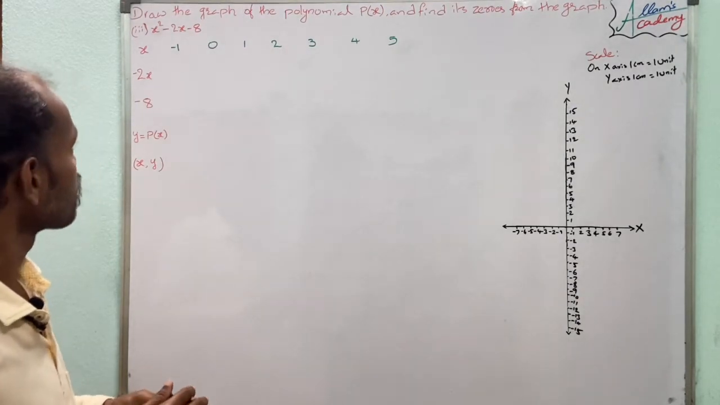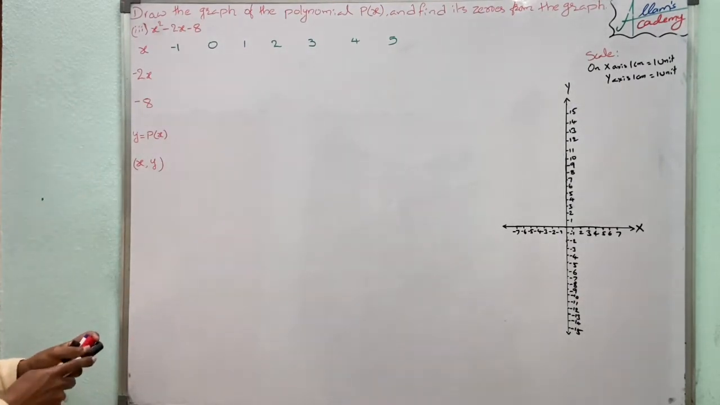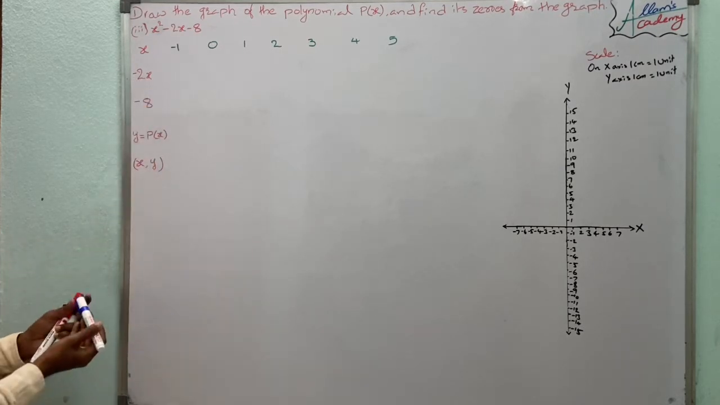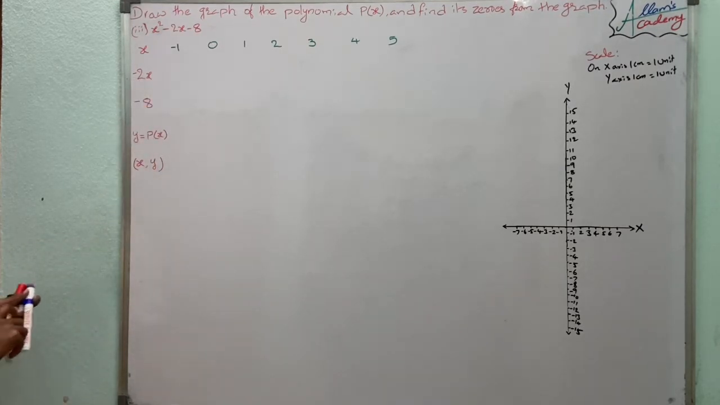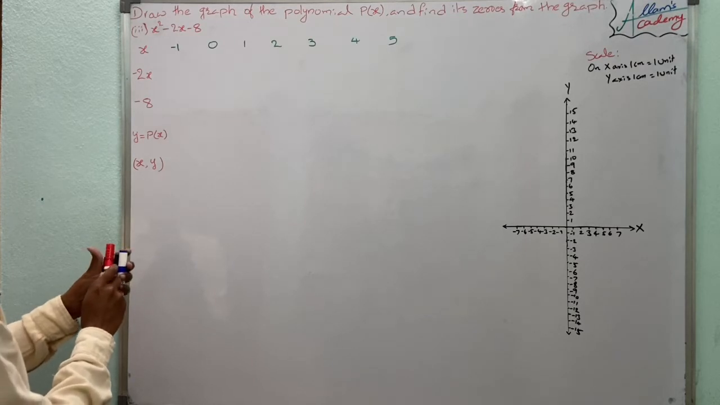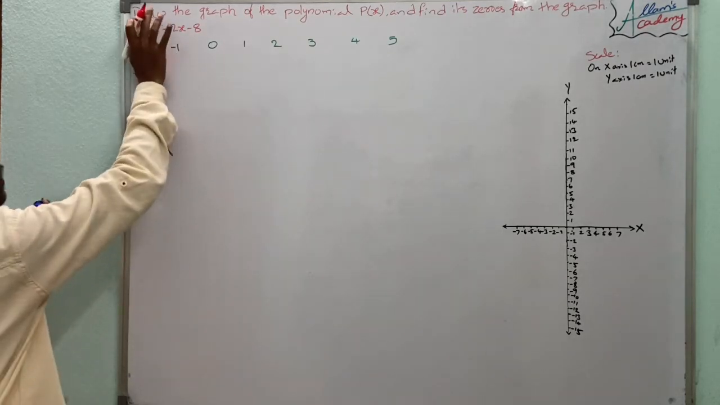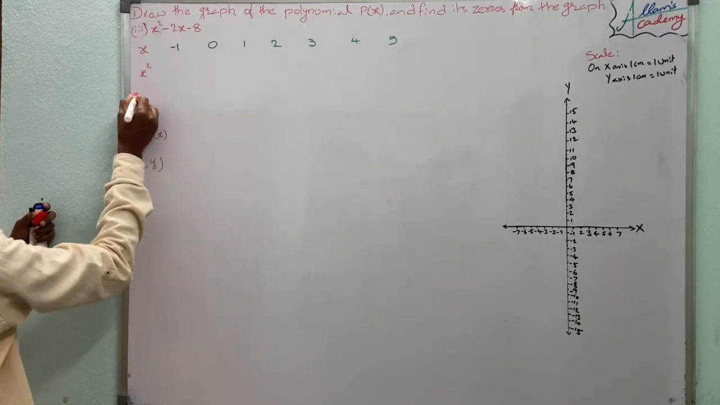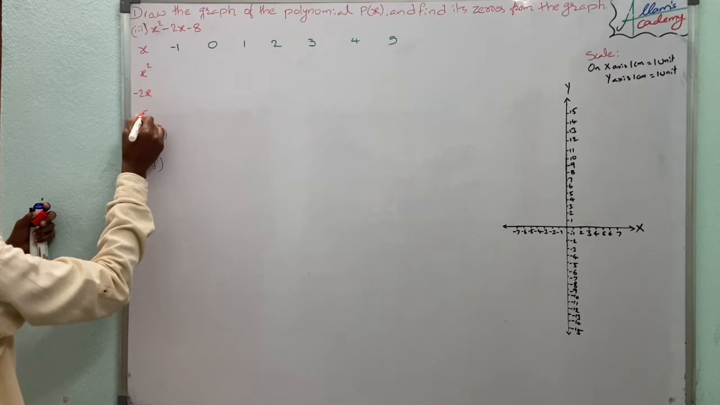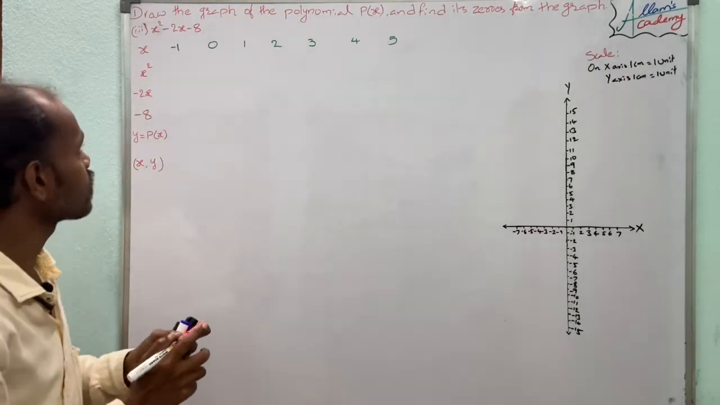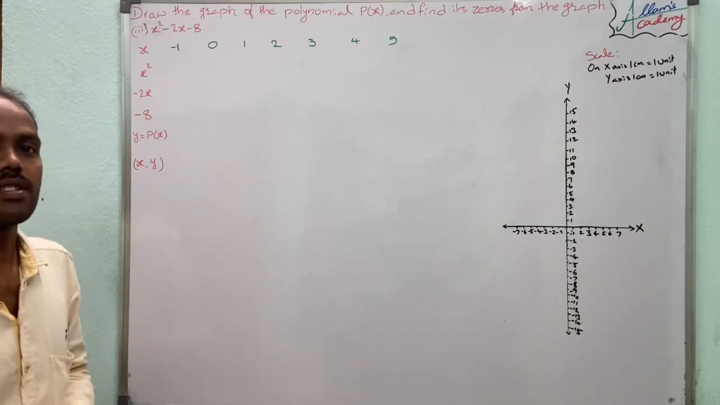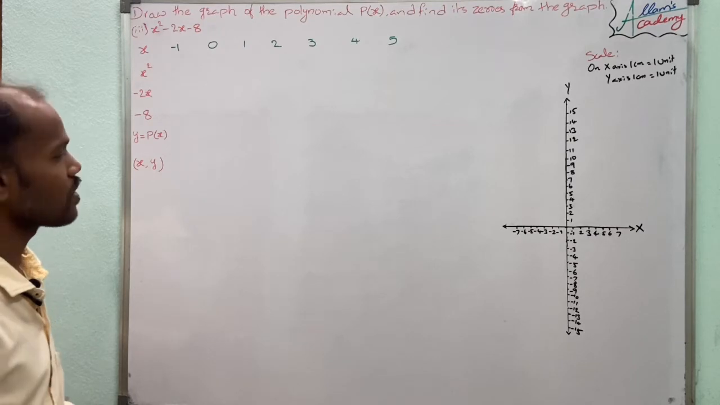Now by substituting these points, what are we getting? Here we have not written x square, so we have to find x square minus 2x minus 8. First we find x square. Whether we square a positive number or a negative number, we get a positive number only.